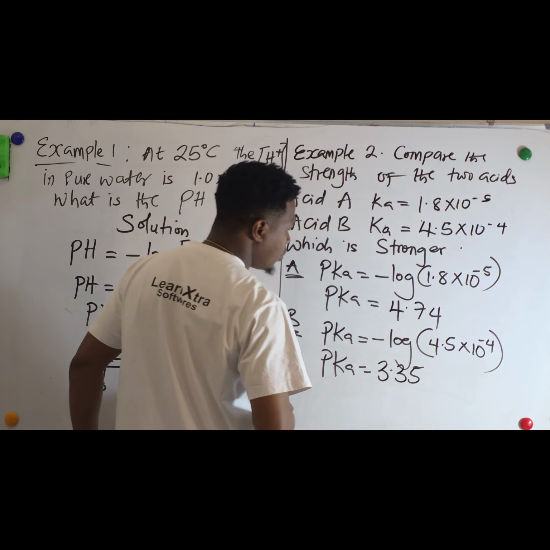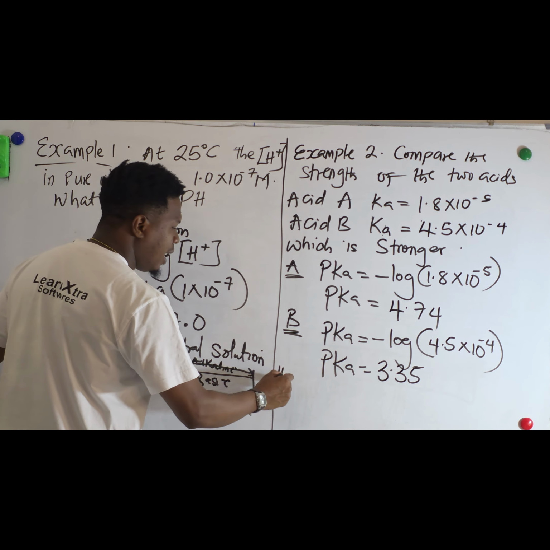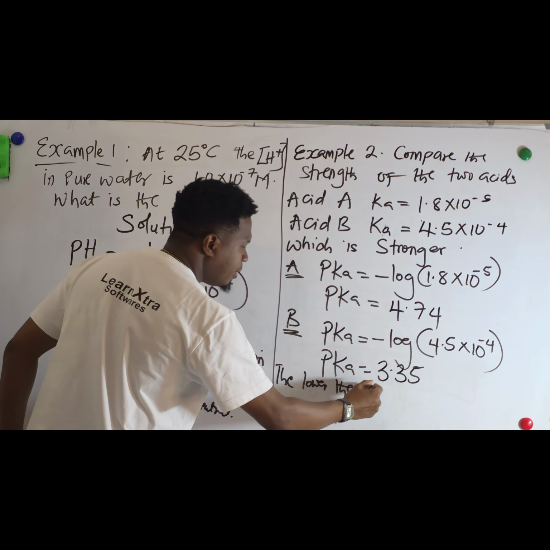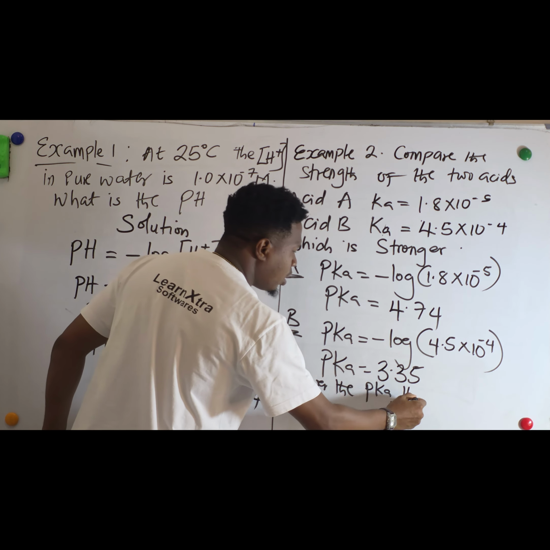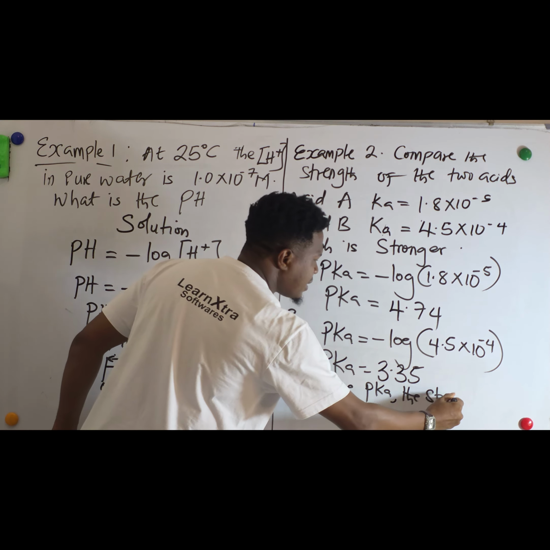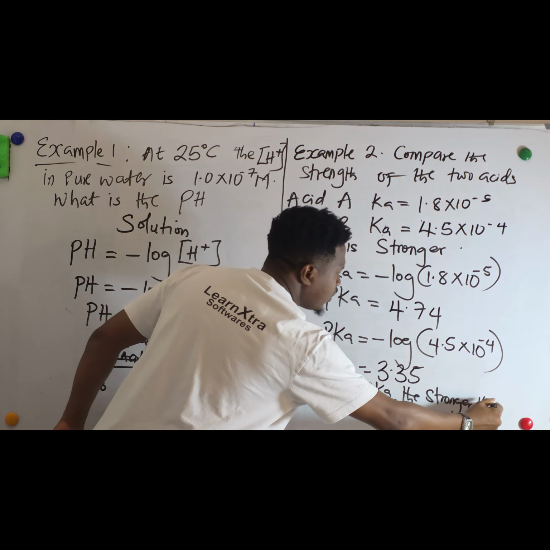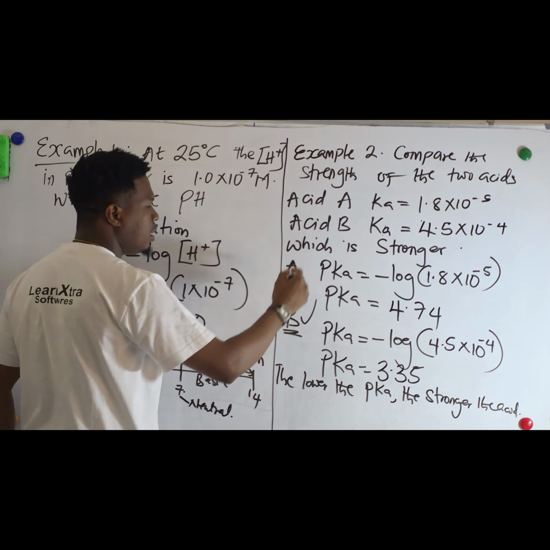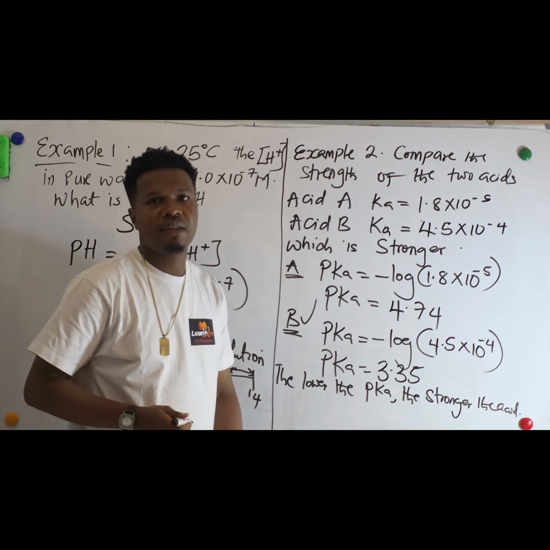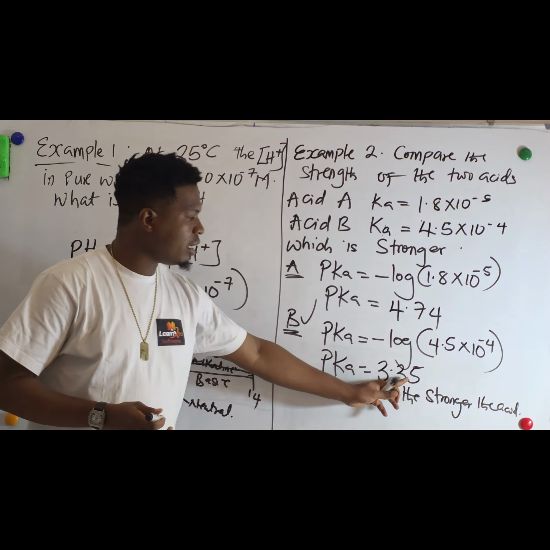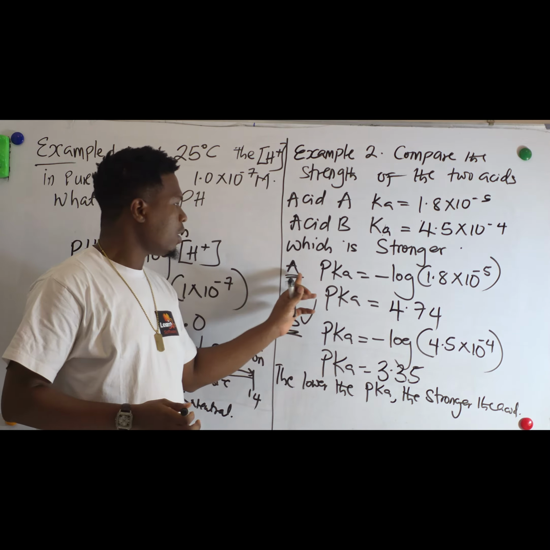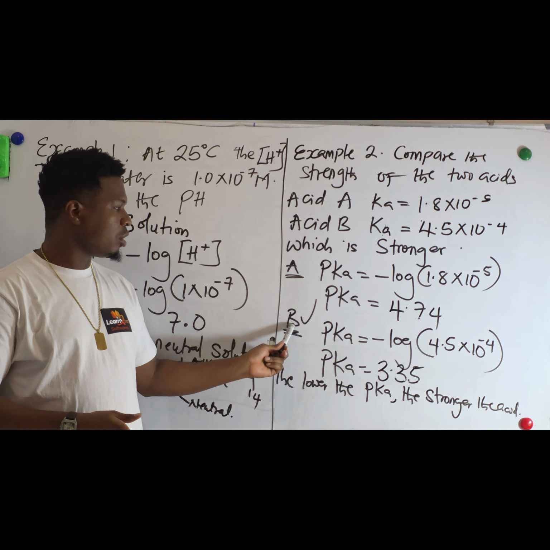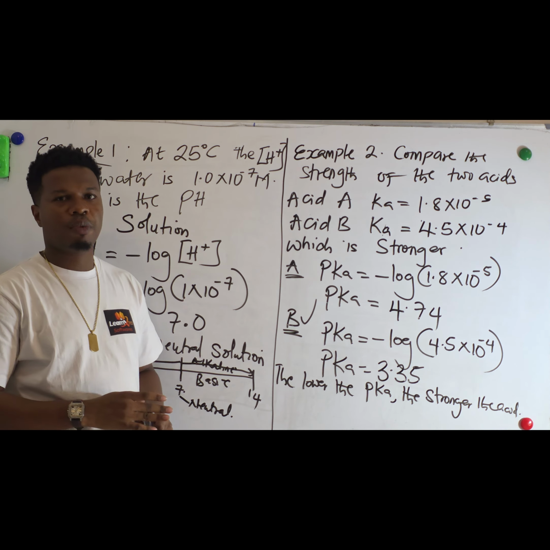So the lower the pKa, the stronger the acid. Because of that, B is the stronger acid, because the pKa for B is 3.35, while the pKa for A is 4.74. So B is a stronger acid than the one on top here.